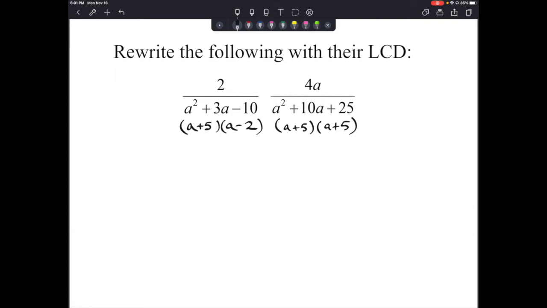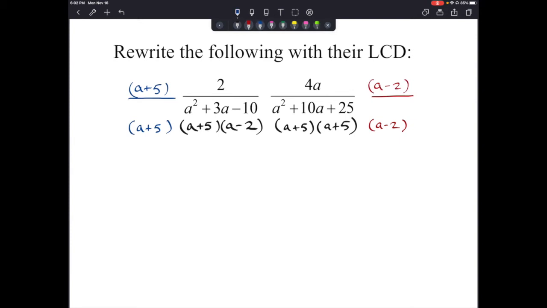So you'll see on the left side, we're missing a second a plus 5. So let's multiply the denominator by an a plus 5, and then do the same thing to the top. And then on the right side, we're going to multiply by an a minus 2 on the top and the bottom.